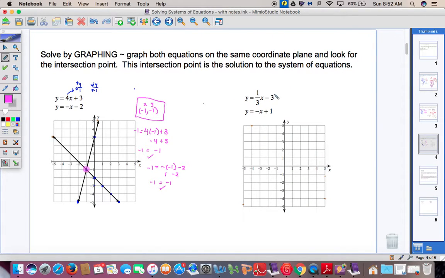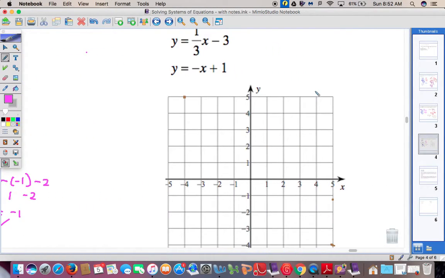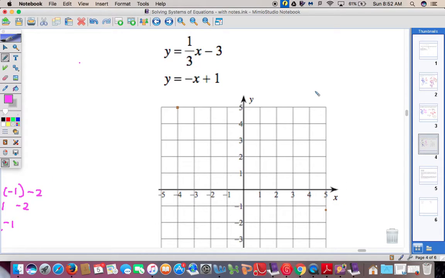Okay, if I look at my second set of equations, I've got y equals 1/3 x minus 3 and y equals negative x plus 1. So I need to graph both of those on the same coordinate plane. Again, these are both given to you in slope-intercept form, so they're pretty easy to graph. So I'm going to start by plotting my first equation. So I have y equals 1/3 x minus 3. I'm going to plot my y-intercept at negative 3.